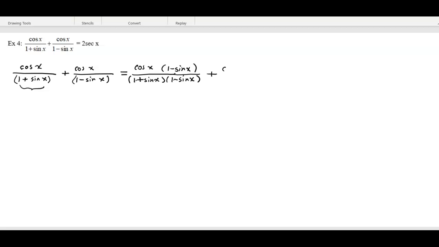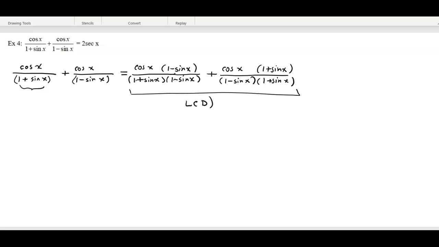My second fraction already had 1 minus sine of x in the denominator. So I'm going to introduce 1 plus sine of x over 1 plus sine of x. So the reason here is I just built two problems that have an LCD. Okay?